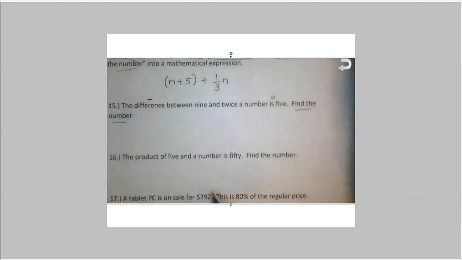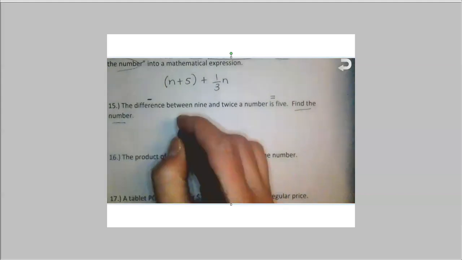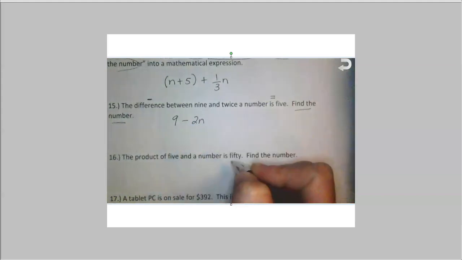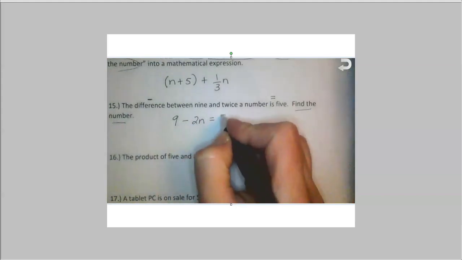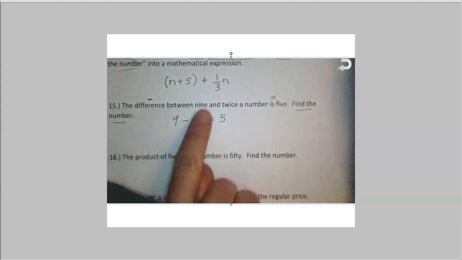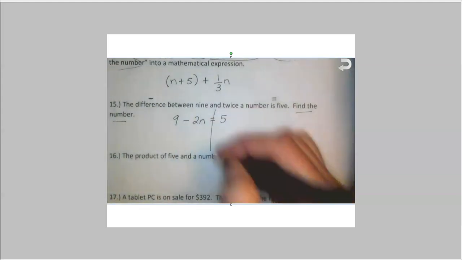Difference means subtract. So I'm subtracting 9 and twice a number. That means 2 times a number. And it is 5. So the difference between 9 and twice a number, so order matters with subtraction, it is 5. So we've got to find that number.